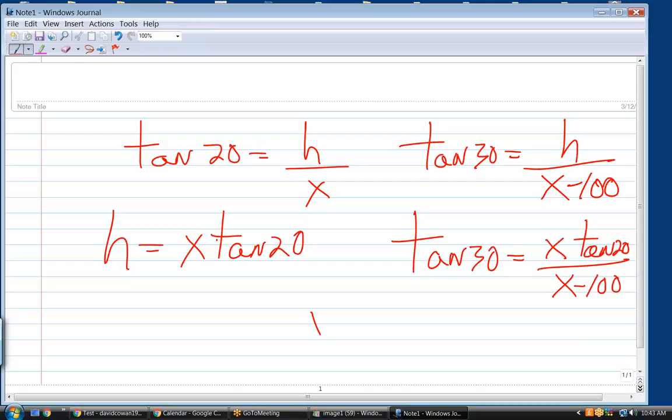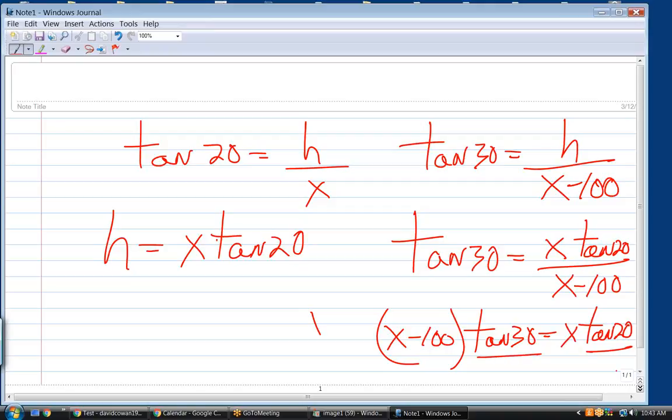And of course, the next step is to go ahead and put numbers on the tan of 30 and the tan of 20, and then you would have x minus 100 times the tan of 30 equals x times the tan of 20. And then, since these are just numbers, it becomes a straight algebraic equation. You have to distribute, gather your x's on one side. You want to finish the problem out?